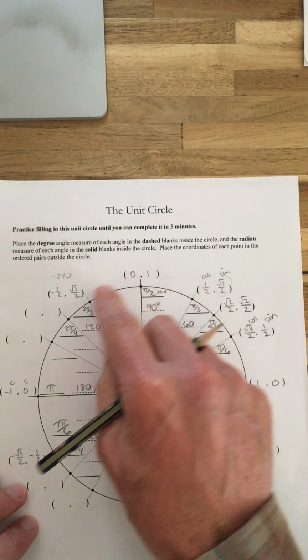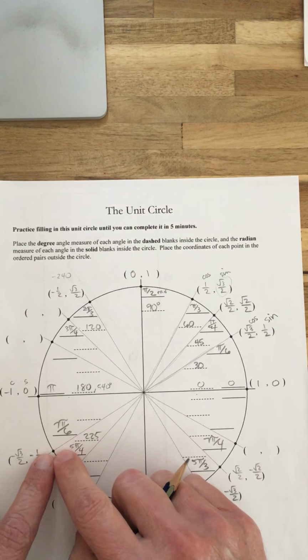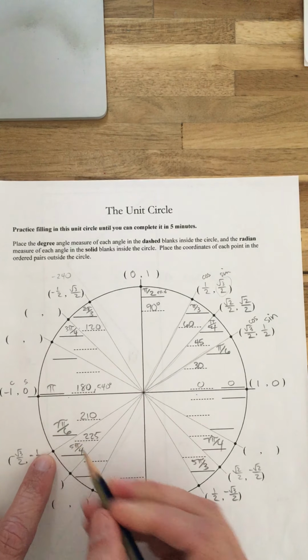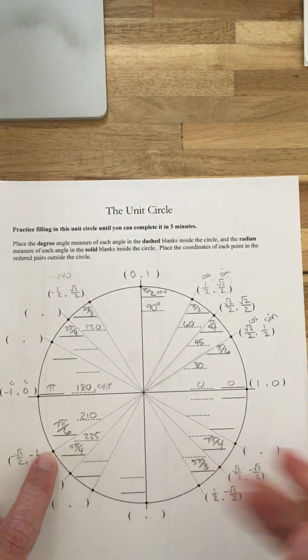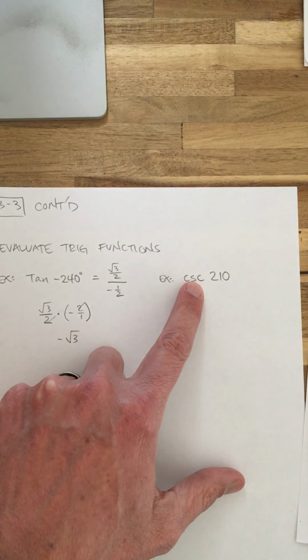Find 210 degrees. Well, here's 180, right? I'm trying to get to 210, so I need to add 30 more. So that's this guy right here. This is 210, okay, or 7 pi over 6. All right, now look what I wanted. I wanted the cosecant, okay?